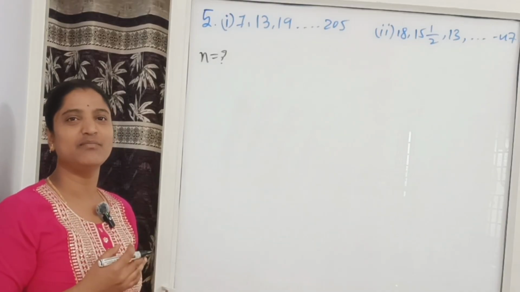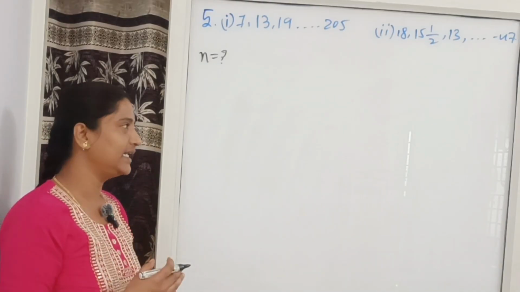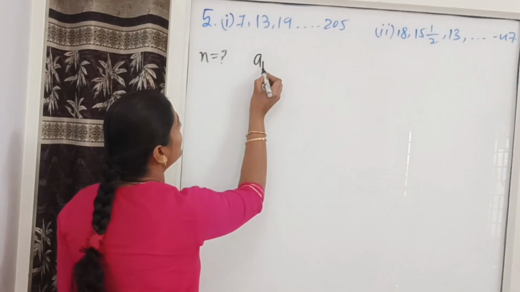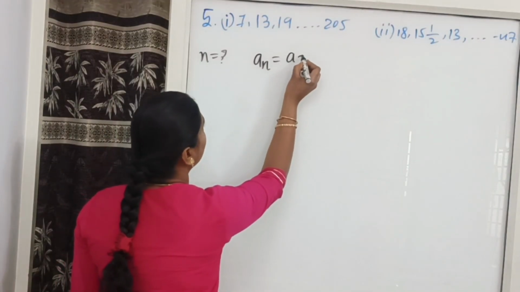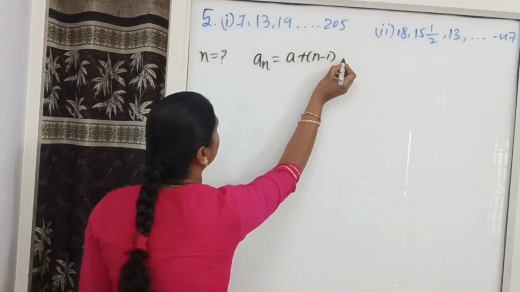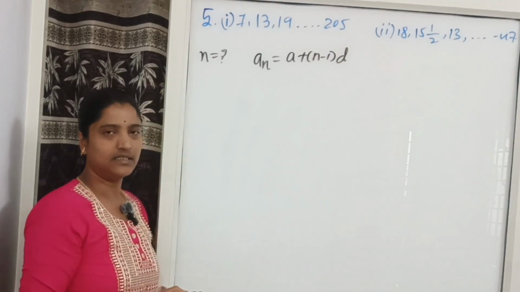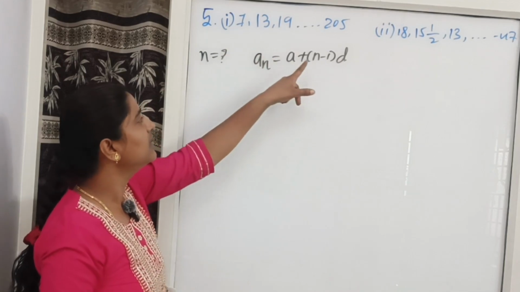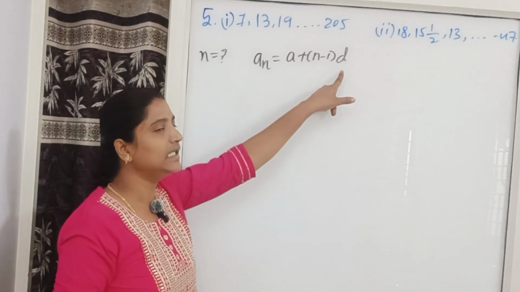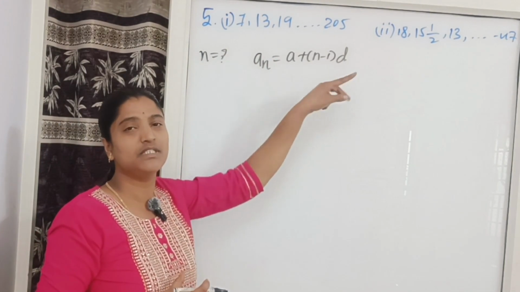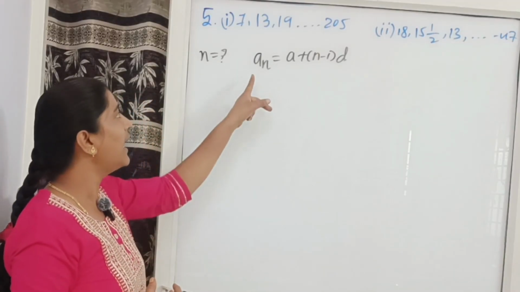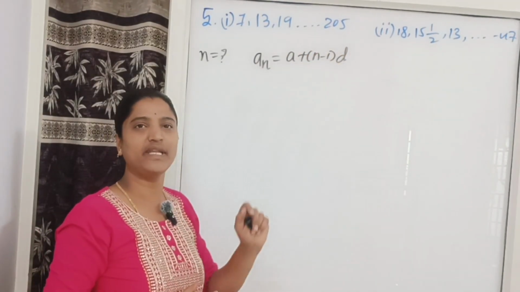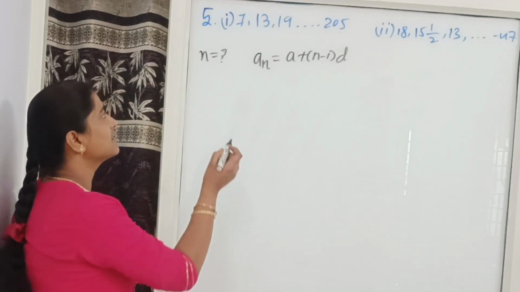How to calculate the number of terms? Nothing but the nth term formula. The nth term formula of an AP is an = a + (n - 1)d, isn't it? So we take a as the first term and need to find n. d is the common difference between two successive terms, and an is the last term of the AP, isn't it?